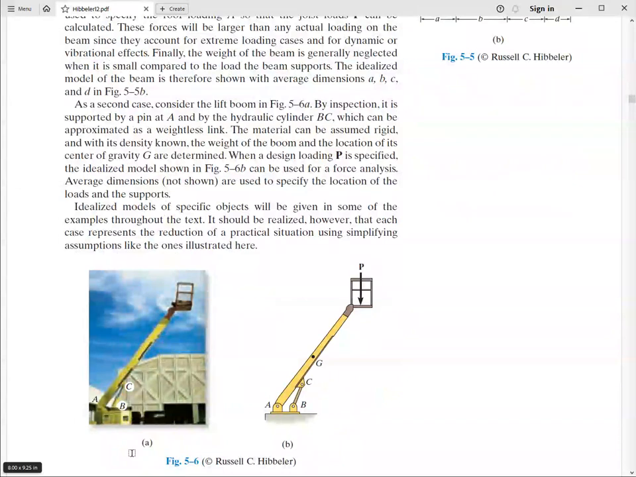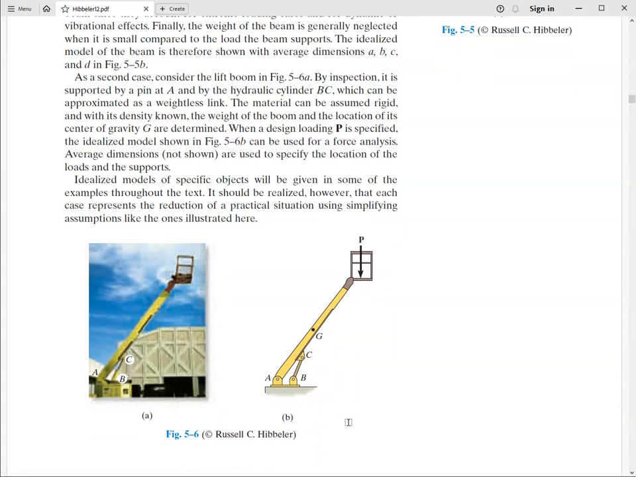Okay, so here's an example. We have an aerial work platform. This will be the weight of the operator. It shows G, that's the center of mass of the boom. It's where the resultant gravitational force acting upon the boom is shown, for the purpose of analyzing maybe the force in the cylinder BC or reactions at the joints.